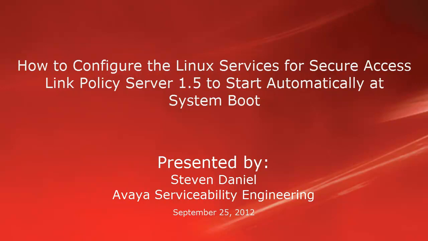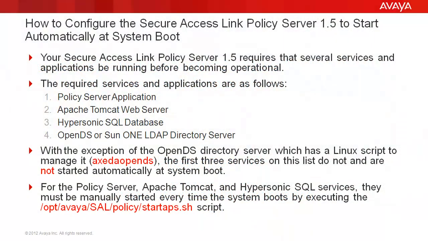This video tutorial will show you how to configure the Linux services for Secure Access Link Policy Server 1.5 to start automatically at system boot. Your Secure Access Link Policy Server 1.5 requires that several services and applications be running before becoming operational. The required services and applications are as follows: the Policy Server application, the Apache Tomcat web server, the Hypersonic SQL database, and the OpenDS or Sun One LDAP directory server.